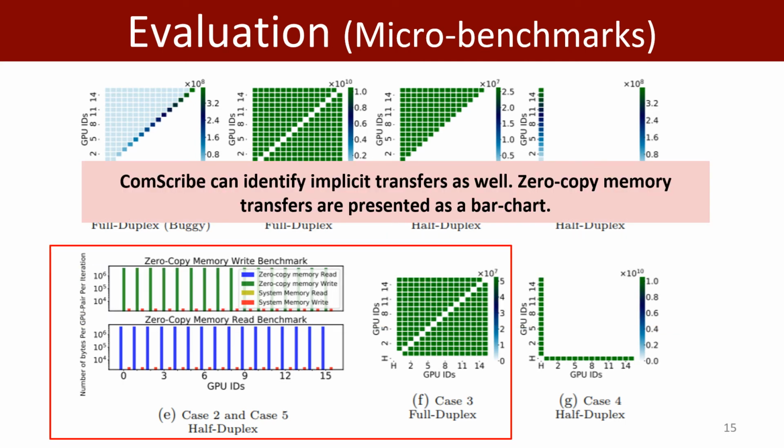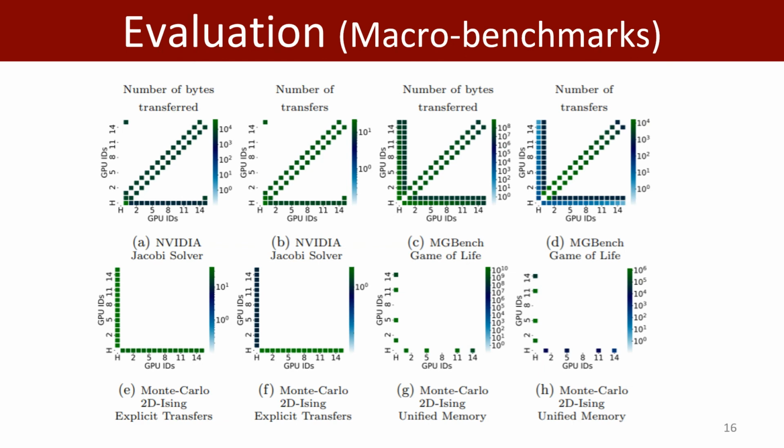Apart from generating communication matrices for explicit data transfers, here we can see that ComScribe can also generate results for applications that use unified memory and zero-copy memory transfers. ComScribe's bar graph representation for zero-copy memory can be seen in figure E. We also present insightful communication matrices for 3 macro-scale applications. These applications include NVIDIA's multi-GPU Jacobi solver, NVIDIA's Monte Carlo simulation of 2D Ising on GPU, and MGBench's game of life.